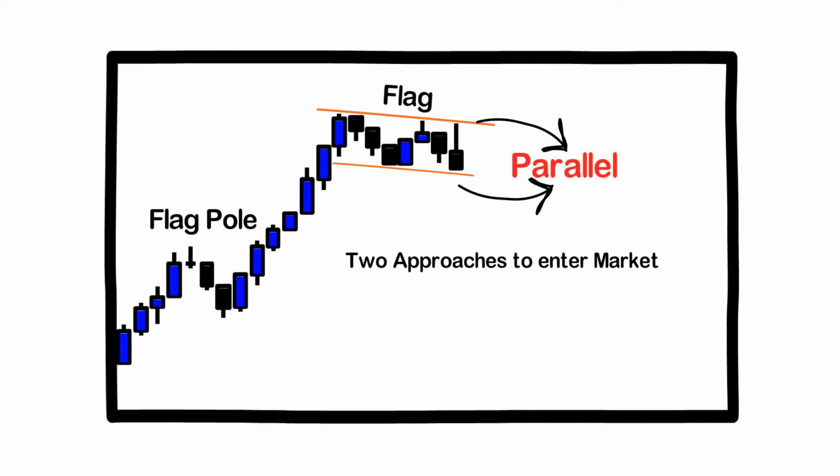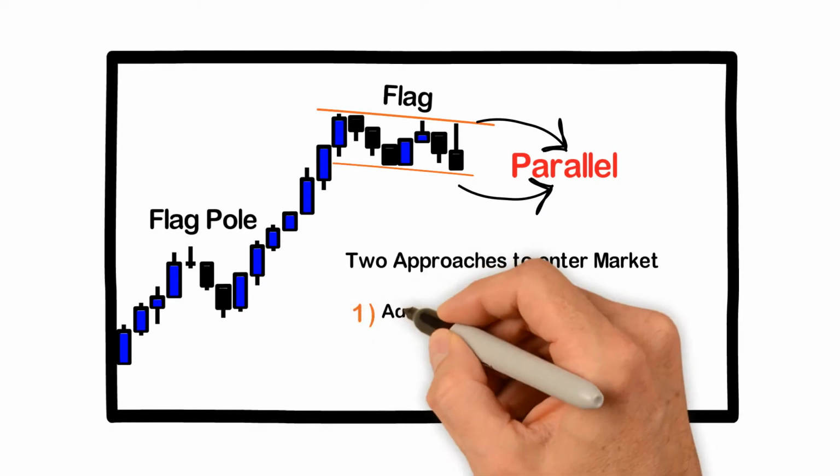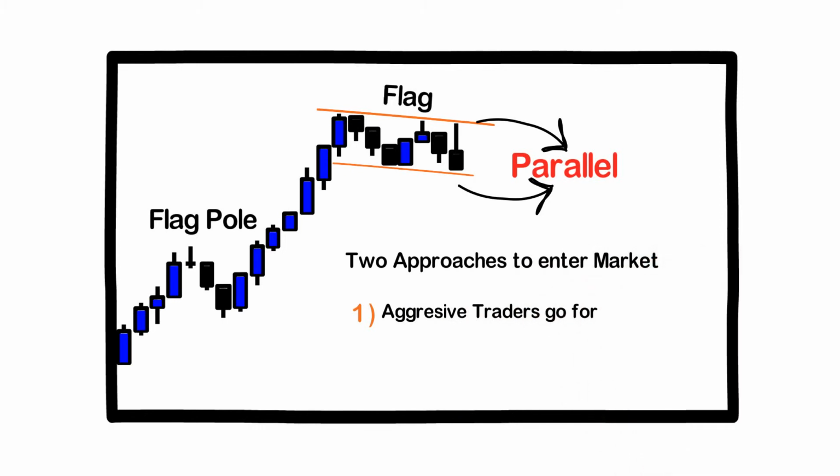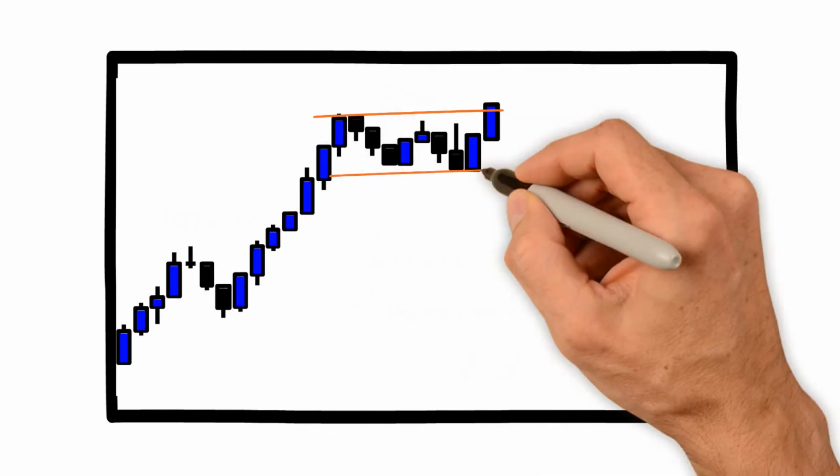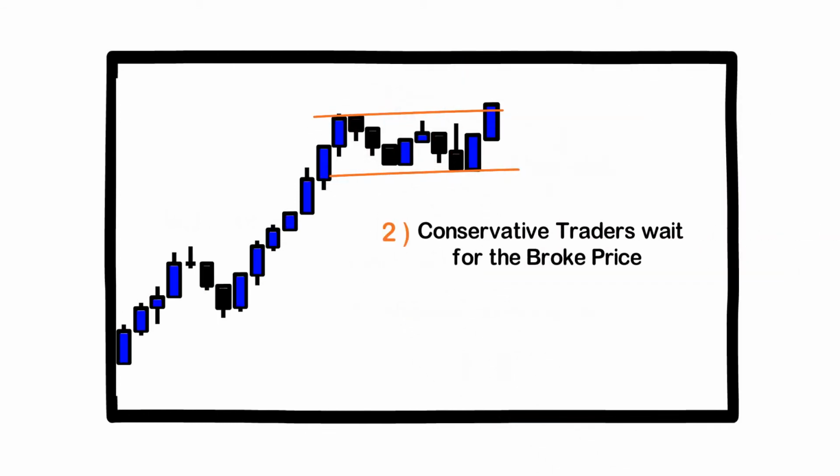There are two basic approaches to enter the market with this pattern. Aggressive traders will enter the market at the bottom of the pattern for maximum profits, while conservative traders wait until the price has broken out of the formation and only then enter the market.